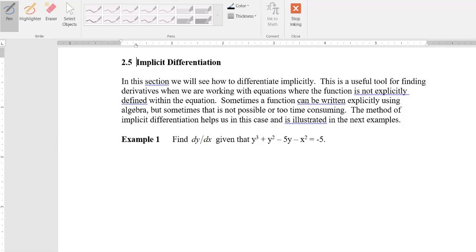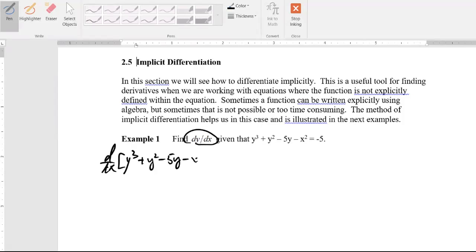So start off finding the derivatives. And remember, we're going to differentiate everything with respect to x. So essentially, you're doing this, taking the derivative with respect to x. So this is a good use for that notation that we talked about in the past. All right, so each one of these terms has to be differentiated.